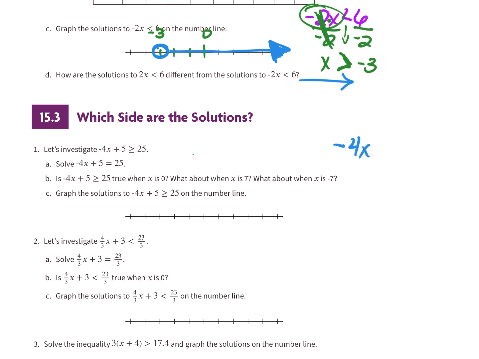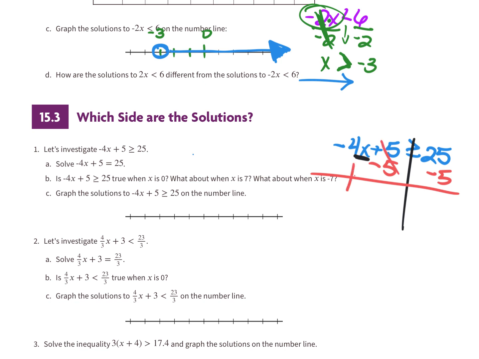Negative 4x plus 5 is greater than or equal to 25. So here's my x. First thing we need to get rid of is the number not with x, which is a plus 5. To get rid of a plus 5, we subtract 5. So negative 4x is greater than or equal to 20. Negative 4x means negative 4 times x. To get rid of times, we divide. So we're going to divide by negative 4 on both sides. The number with x here is negative, so we have to change that sign.